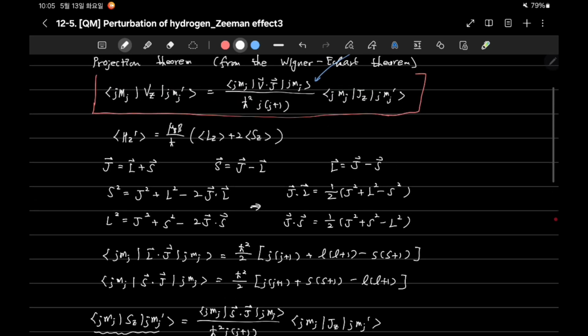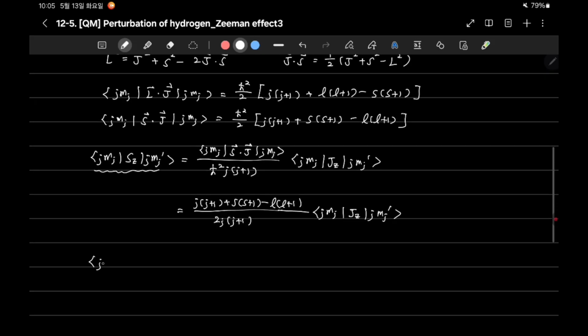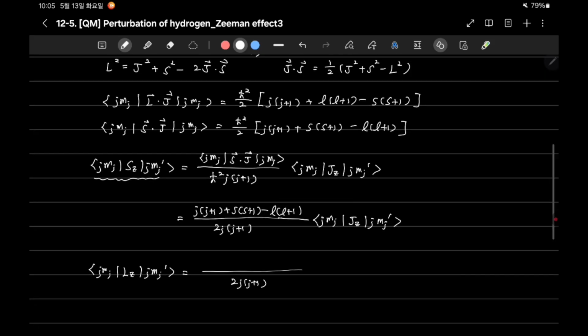But for the Zeeman Hamiltonian, we also need to calculate the expectation of Lz. Similarly, ⟨J, MJ| Lz |J, MJ'⟩ can be written down as 1 over 2J(J+1), where the L·J expectation comes from here, times [J(J+1) + L(L+1) − S(S+1)], times ⟨J, MJ| Jz |J, MJ'⟩.